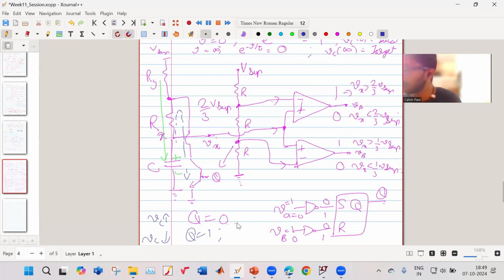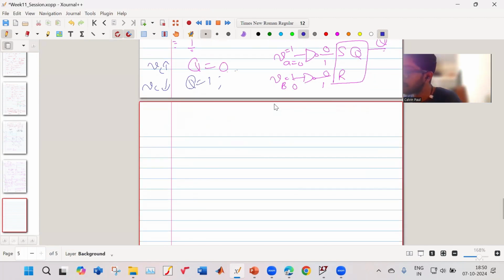So if your Q is 0, your BJT is turned off. That means your capacitor is getting charged through RA and RB. And if your Q is 1, that means your capacitor is getting discharged through RB. And this voltage Vx is actually used for triggering these op-amps. Okay, so let me draw the diagram.